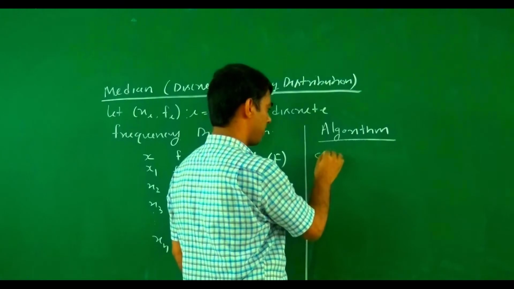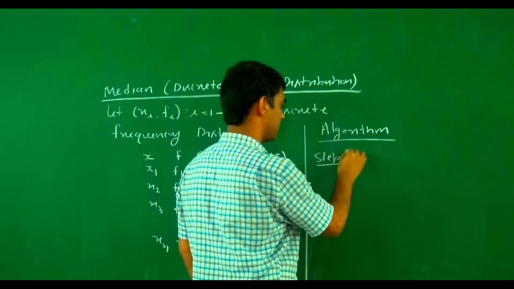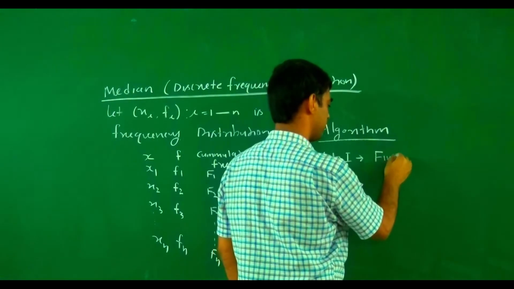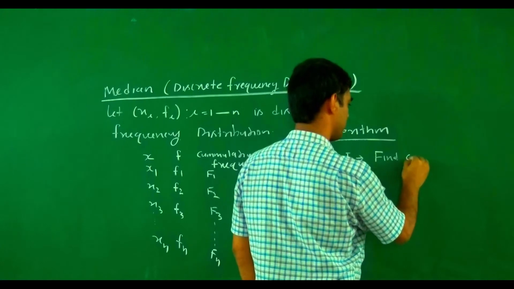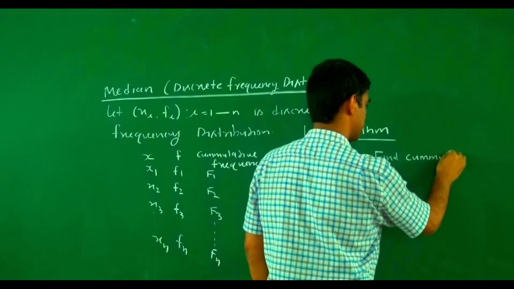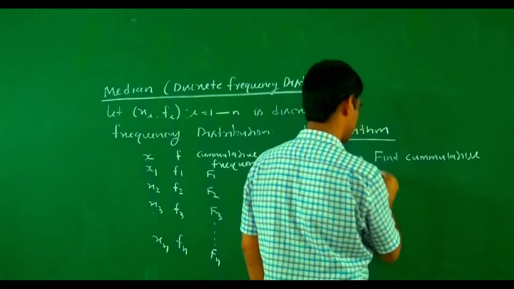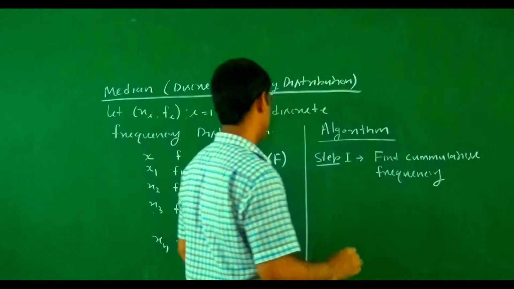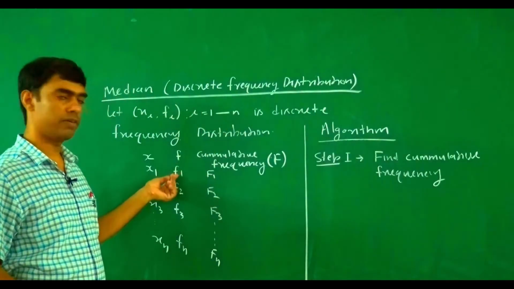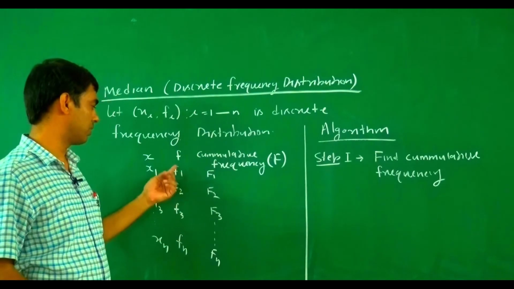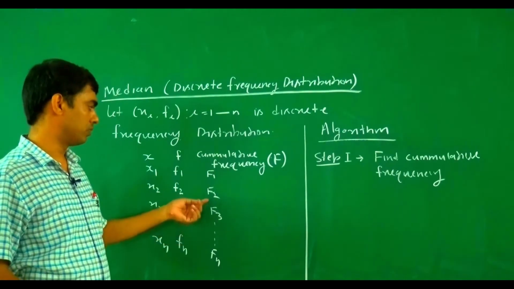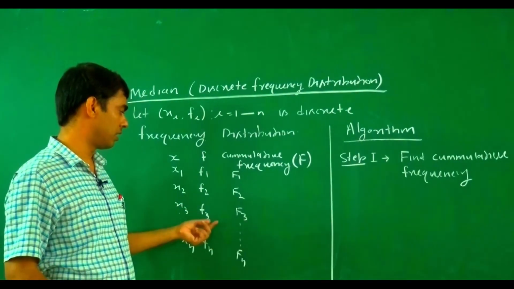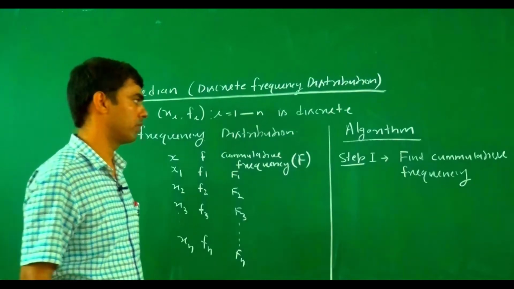So what is step 1? Step 1 is to find the cumulative frequency. Cumulative frequency: F1 equals f1, F2 equals f1 plus f2, F3 equals f1 plus f2 plus f3, or you may also say F3 is F2 plus f3, F4 equals F3 plus f4, like this.